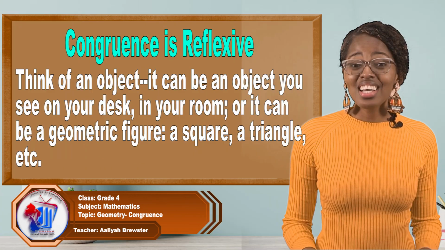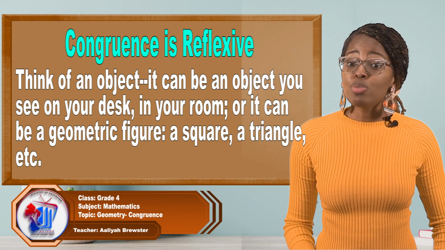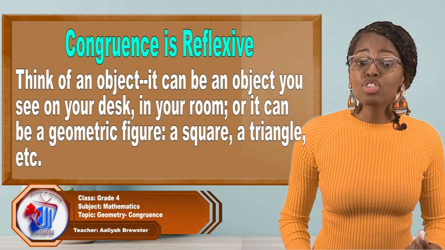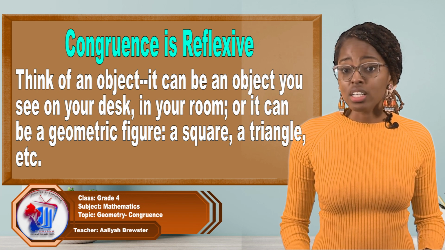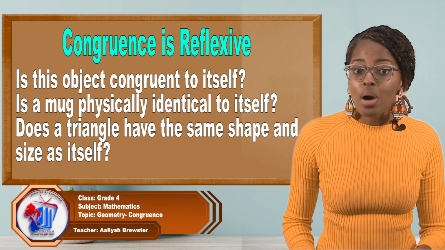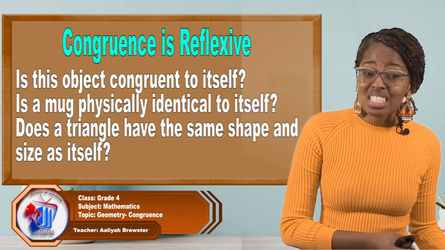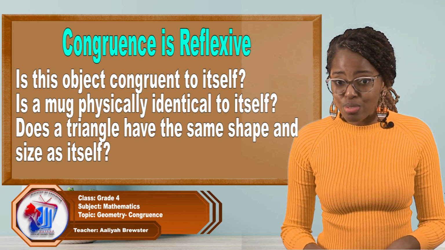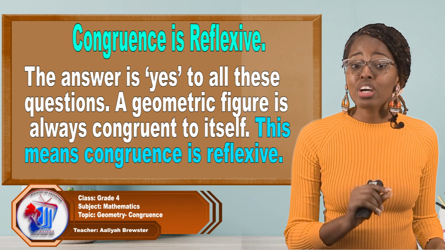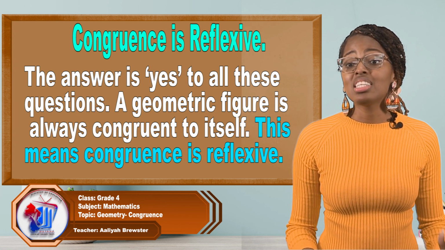First, let's discuss that congruence is reflexive. Think of an object. It can be an object you see on your desk, in your room, or it can be a geometric figure like a square or a triangle. Is this object congruent to itself? Is a mug physically identical to itself? Does a triangle have the same size and shape as itself? The answer is yes to all these questions. A geometric figure is always congruent to itself. This means that congruence is reflexive.